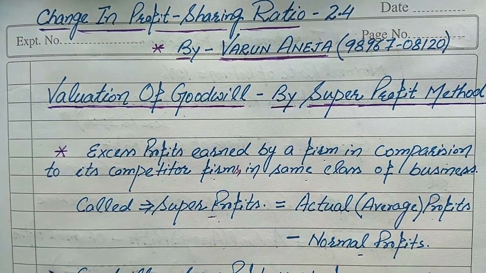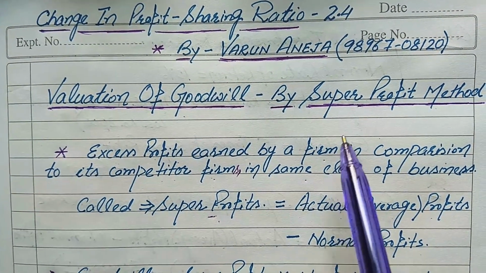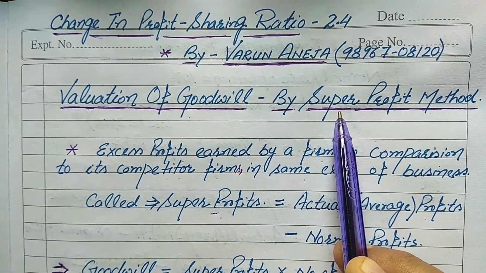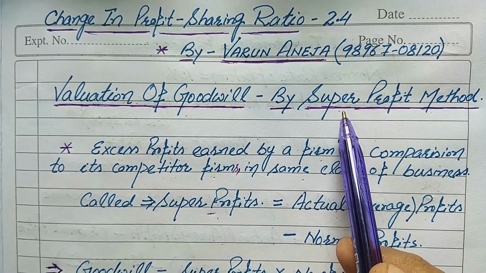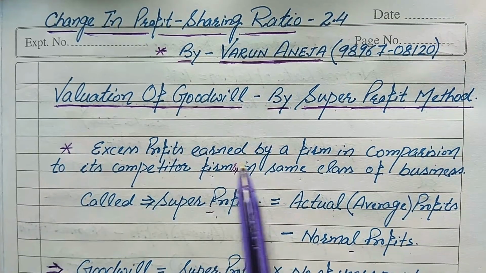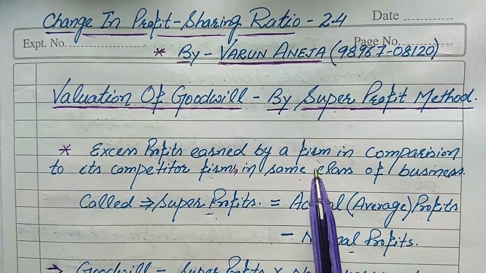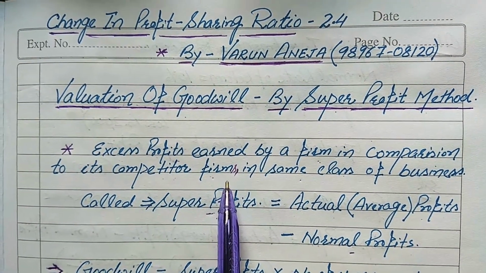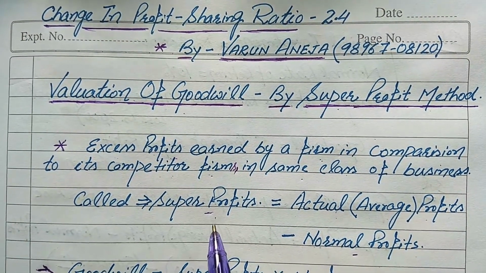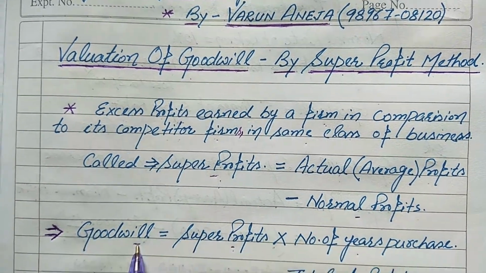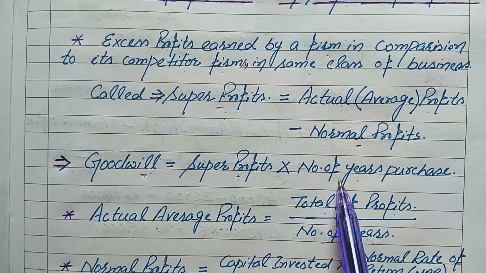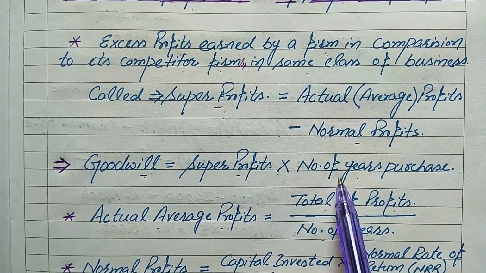Hello everyone. In this video we will study the super profit method for the valuation of goodwill. In this method, first of all we will find out the excess profits earned by a firm in comparison to its competitor firms in the same class of business, called super profits. Then to find out the value of goodwill, the super profits are multiplied by the given number of years purchase.